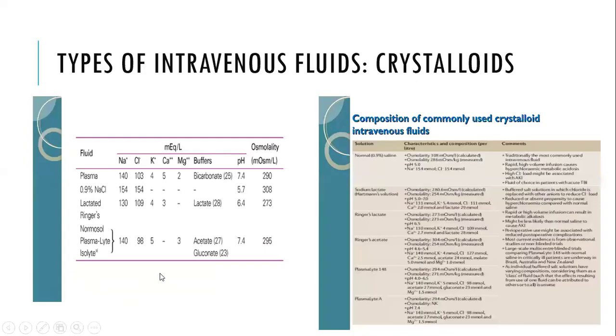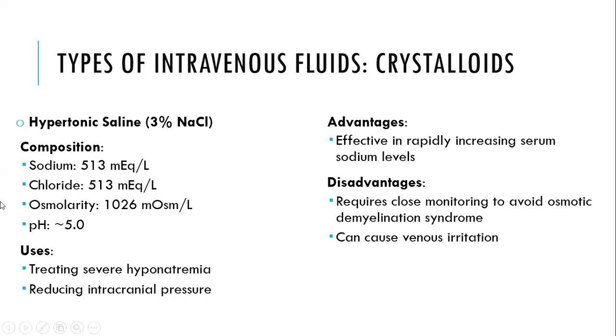Yeah, hypertonic saline. All right, hypertonic saline, 3% sodium chloride, that is about 30 grams in 100 ml of the solution. The sodium content is about 513, pH of 5.0. It's useful majorly for two conditions: treating severe hyponatremia, as a low volume resuscitation fluid or replacement fluid for hyponatremia, and it is also used as an osmotic diuretic, especially in reducing your intracranial pressure.